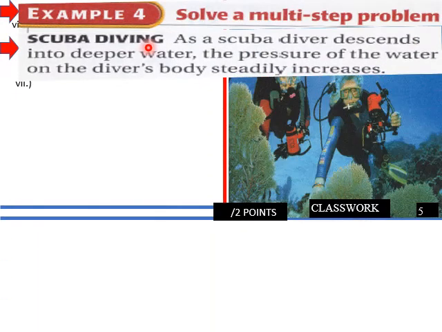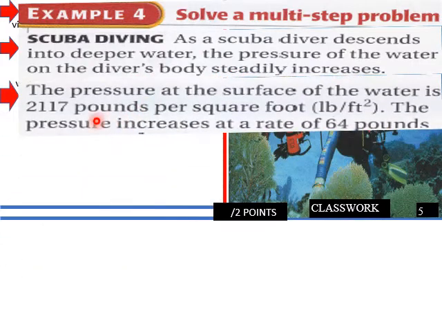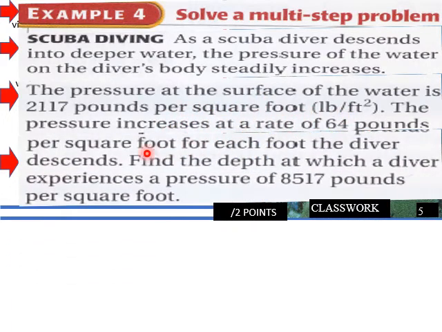So solve a multi-step problem here. Scuba diving. As a scuba diver descends into deeper water, the pressure of the water on the diver's body steadily increases. So the pressure at the surface of the water is 2,117 pounds per square foot. The pressure increases at a rate of 64 pounds per square foot for each foot the diver descends. Find the depth at which a diver experiences a pressure of 8,517 pounds per square foot.